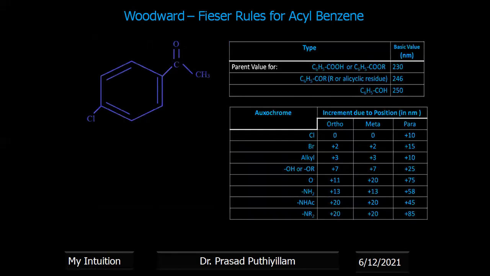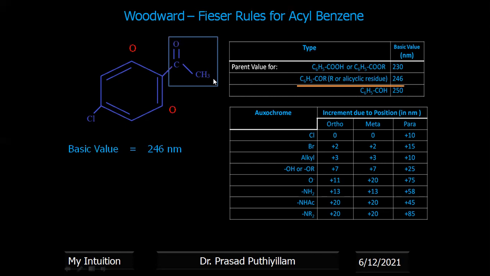Now, an example: a benzene ring connected to C double bond O CH3 is a ketonic functional group. See, an acyl group is present, so we need to consider the acyl group, 246. That is C6H5COR type, therefore the base value is 246. Now consider this as the main functional group. Ortho positions are the nearby carbons present in the benzene ring, and then the meta positions as well as one para position. Only one para, two meta, two ortho.